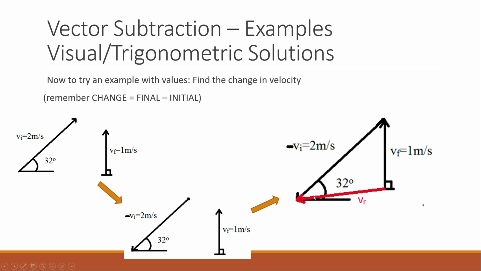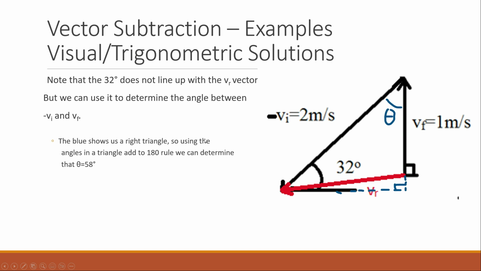Now that I have this triangle, I can begin doing things. I notice that I have some information about angles and sides. I can begin analyzing this. One thing for us to note here is that this 32 degrees is measured in reference to the x-axis. Notice how that x-axis doesn't actually line up with our resultant vector. So we can't use 32 degrees as this angle between negative Vi and Vr, because it isn't. That 32 degrees goes all the way down to the x-axis.